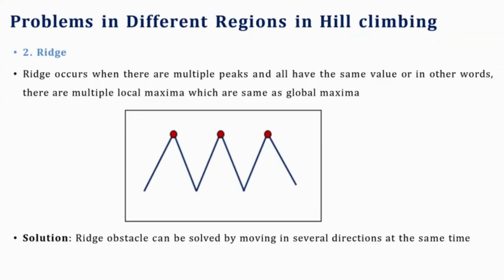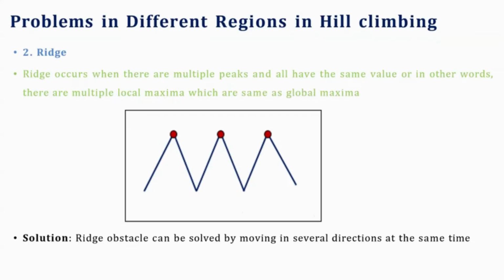Second, we have the ridge. A ridge occurs when there are multiple peaks that all have the same values, or in other words, there are multiple local maxima which are the same as the global maxima. We can see that here.